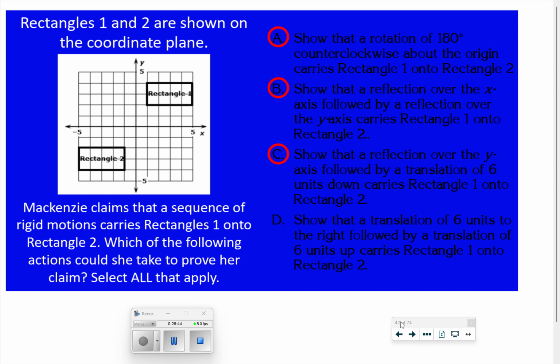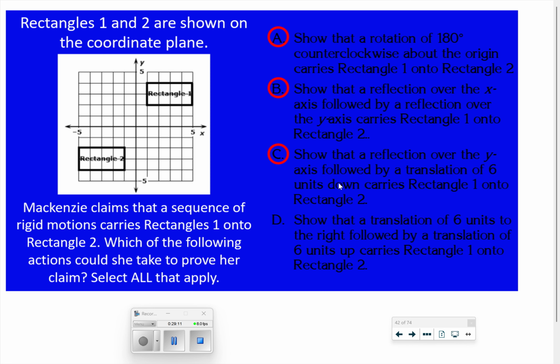All right, the answer is A, B, and C. So if we rotated 180 degrees, going from rectangle 1 to rectangle 2, it would be right here. Show that the reflection over the x-axis followed by reflection over the y-axis carries 1 onto 2. So reflected over the x-axis down to here, and then reflected over the y-axis over to here. Okay, that would work as well.